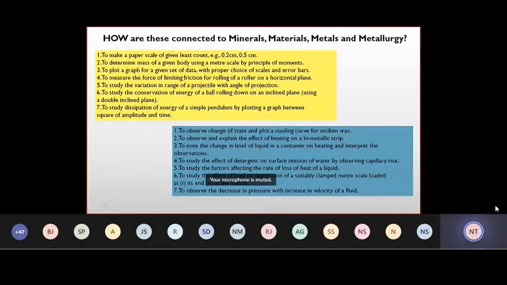So I'm thankful to Shuvendu. He is a science teacher, a very good teacher. He shared the syllabus with me. One thing that I've seen is to make a paper scale with a least count of 0.3 cm, 0.5 cm.